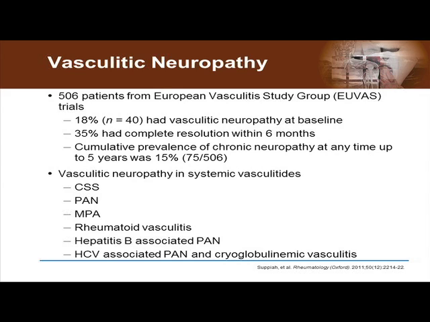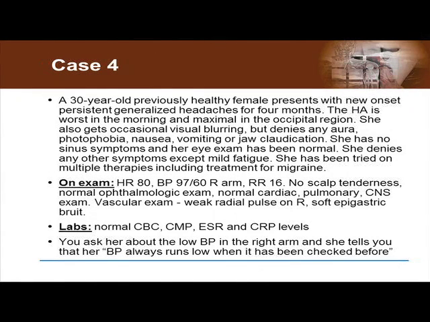When we look at vasculitic neuropathy occurring in systemic vasculitic diseases, the most common causes are the primary systemic vasculitides like Churg-Strauss syndrome, polyarteritis nodosa, microscopic polyangiitis, and GPA. But it can also be associated with secondary vasculitic diseases such as rheumatoid vasculitis, hepatitis B-associated PAN, hepatitis C-associated PAN, and cryoglobulinemic vasculitis. Let's do case 4.